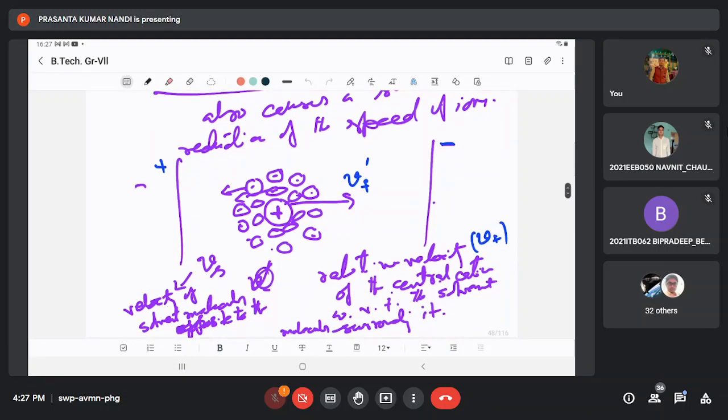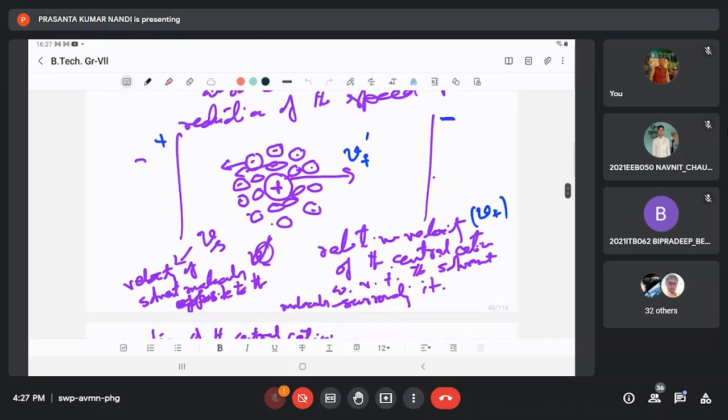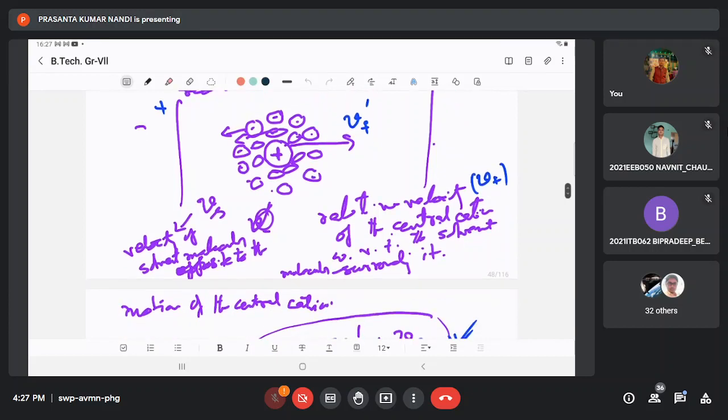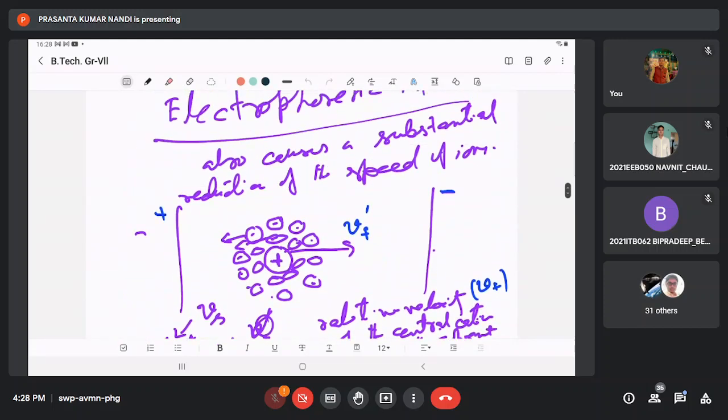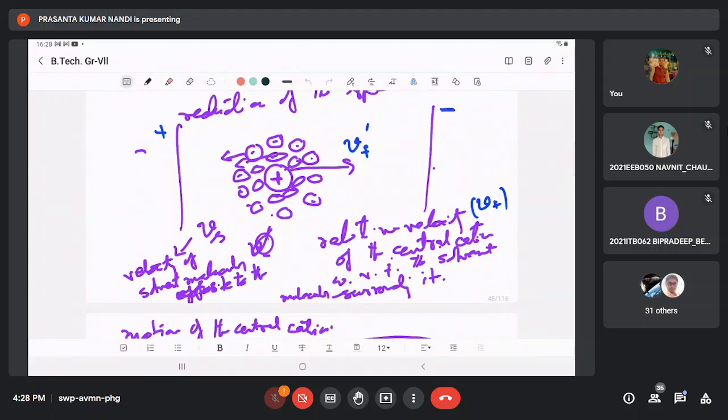So this is the case. Now look, what is Vs? Vs is the velocity of solvent molecules opposite to the motion of the central ion. Actually, here we are interested to find the relative velocity. Right? One is V plus, another is V plus prime. What is V plus prime? V plus prime is the actual velocity of the cation. Right? Actual velocity. And what is the relative velocity? So the cation is moving with this speed V plus prime, whereas the velocity of the solvent molecules opposite to the motion of this cation will be this.